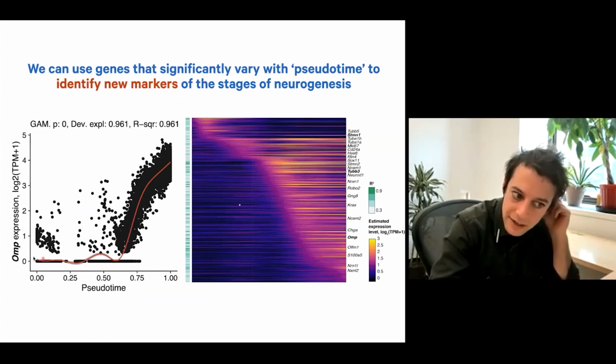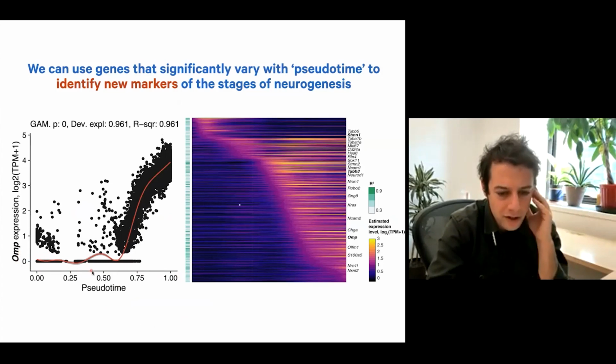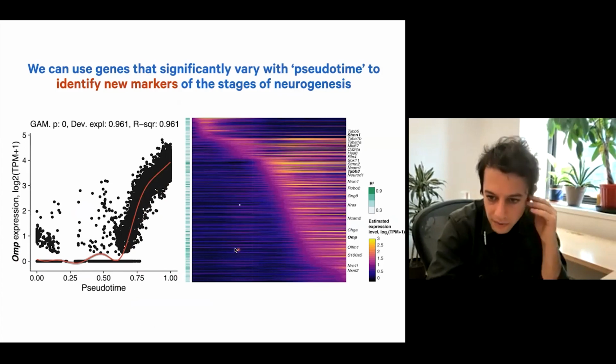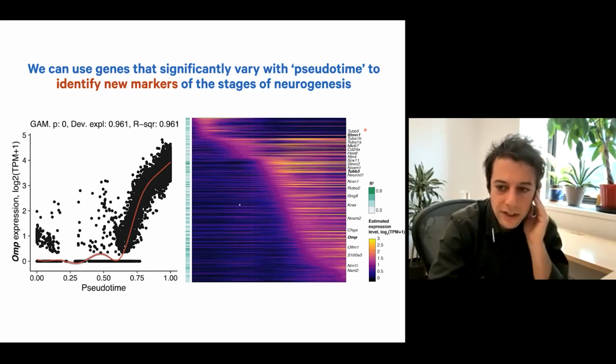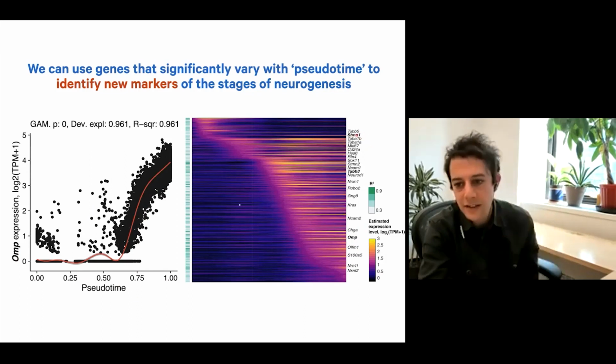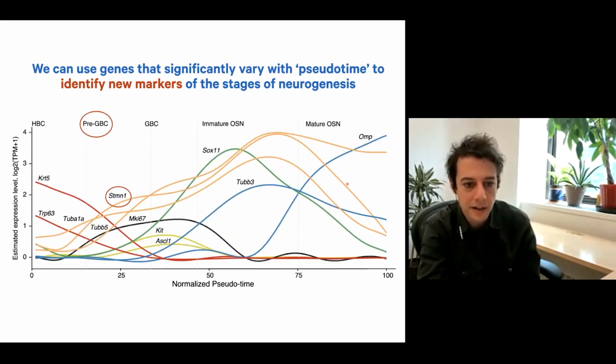We could see that the marker protein, olfactory marker protein, OMP, turns on towards the end, as expected. And then we could look at all of the genes which really do turn on along this trajectory and identify both late markers of mature neurons, so here's OMP, but also early markers of committed precursors that are on their way to differentiation into neurons. And so we identified this new marker, Stathmin-1, as a new marker of committed precursors.